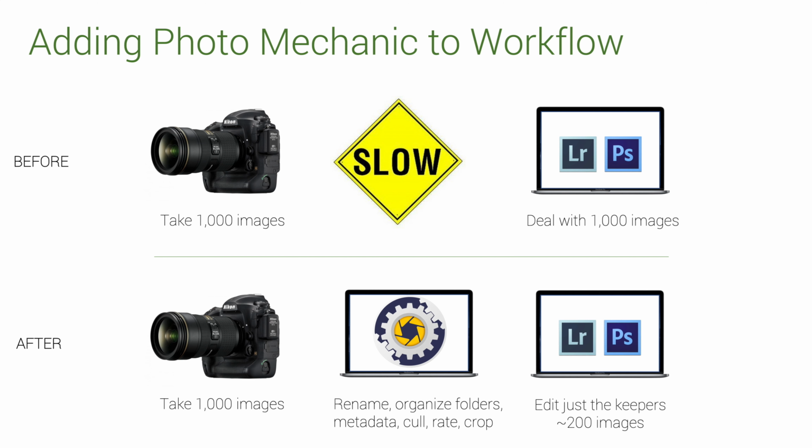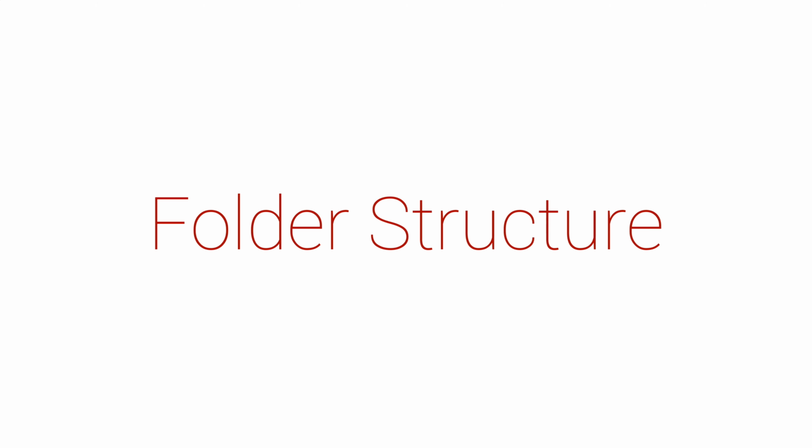So I added Photo Mechanic to my workflow, and in that same example, I take 1,000 photos, I would ingest into Photo Mechanic, where I would rename, organize the folders, add the metadata, cull, rate, and crop, and then take just the keepers. So in this example, it might be 200 images. Bring those 200 images into Lightroom or Photoshop to deal with those much, much faster. So let's take a look at the folder structure that I use in order to do this.